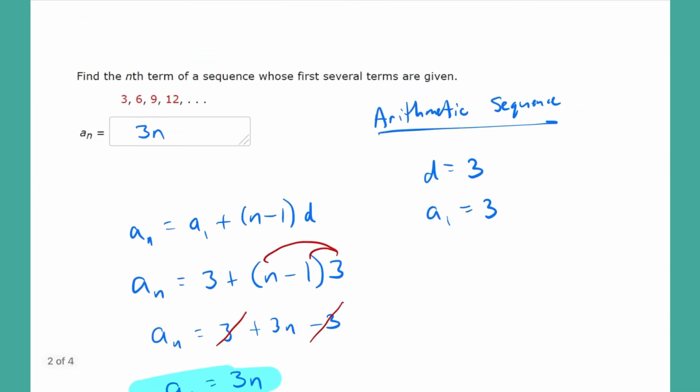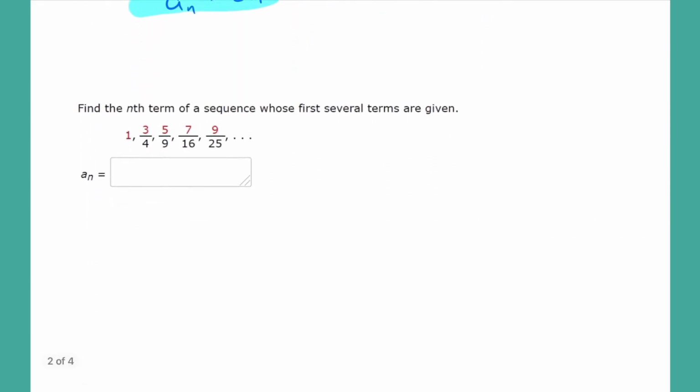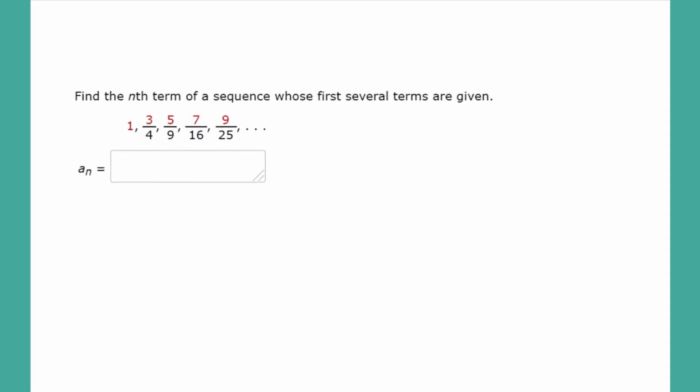And we can check it to make sure it works. So if you plug in 1, which is the first term, you get 3. Check. If you plug in 2, which is the second term, you get 6. Check. If you plug in 3, which is the third term, you get 9, and so on and so on. All right, the nth term. So this is pretty much the same type of thing.